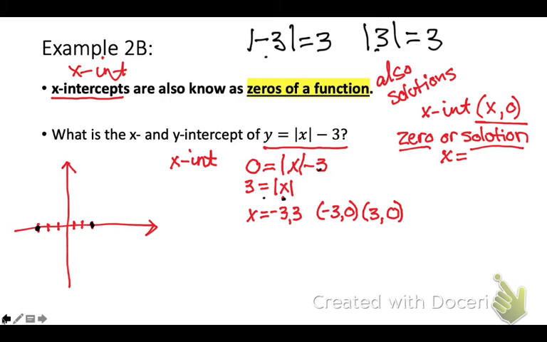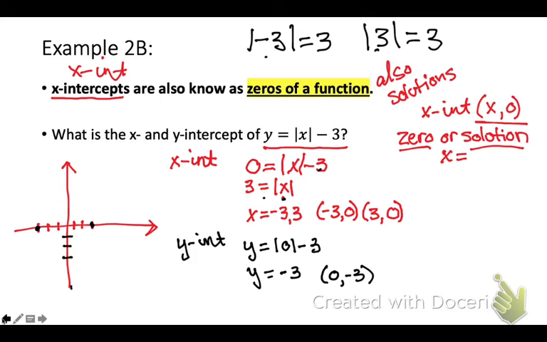Okay, so here are my x-intercepts. Now I need to get my y-intercept. So on the y-axis, what is the x every single time, no matter what equation? 0. So I put a 0 in for x. So y equals the absolute value of 0 minus 3. Well, what's the absolute value of 0? 0. So y equals 0 minus 3, just negative 3. So how do I write that intercept then? What did I plug in for x? 0, comma, negative 3.